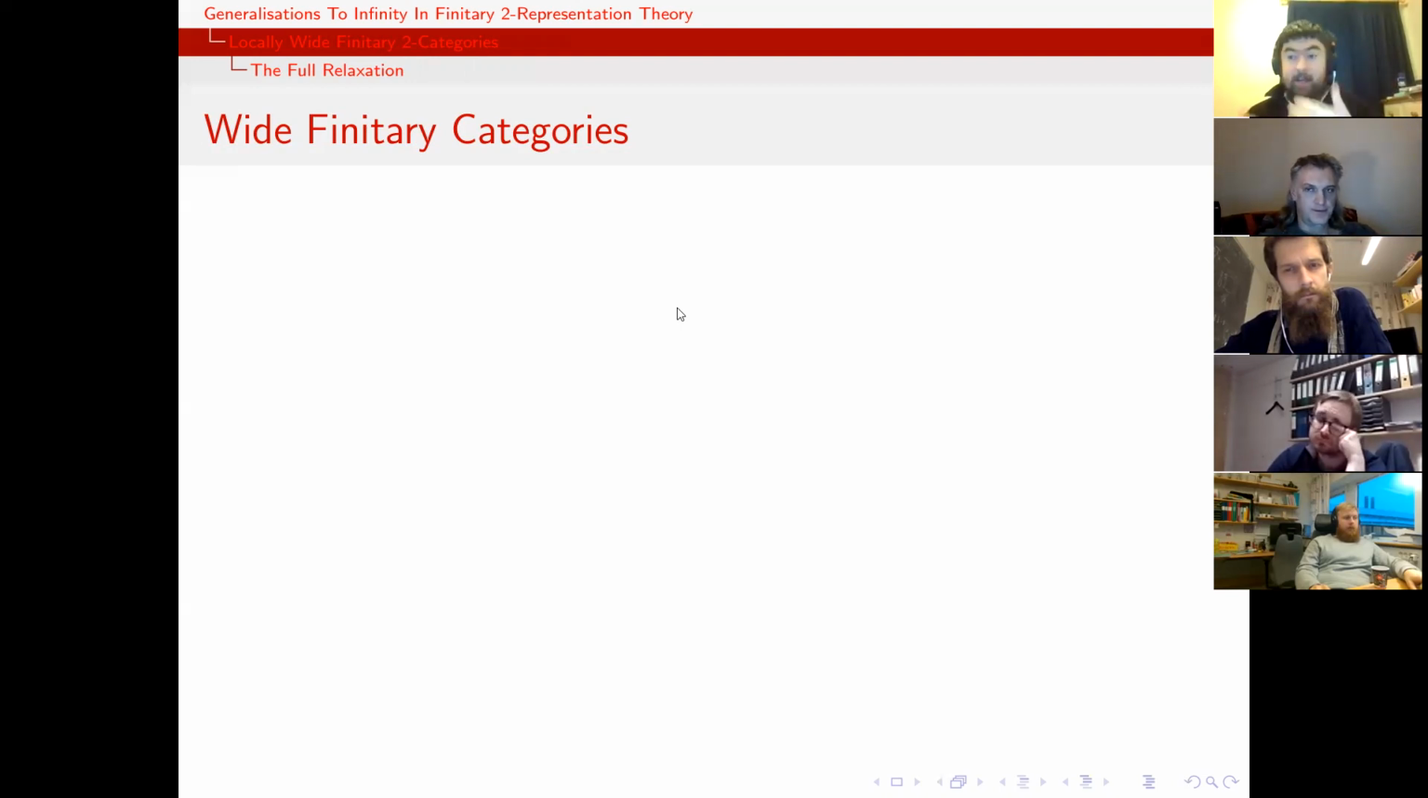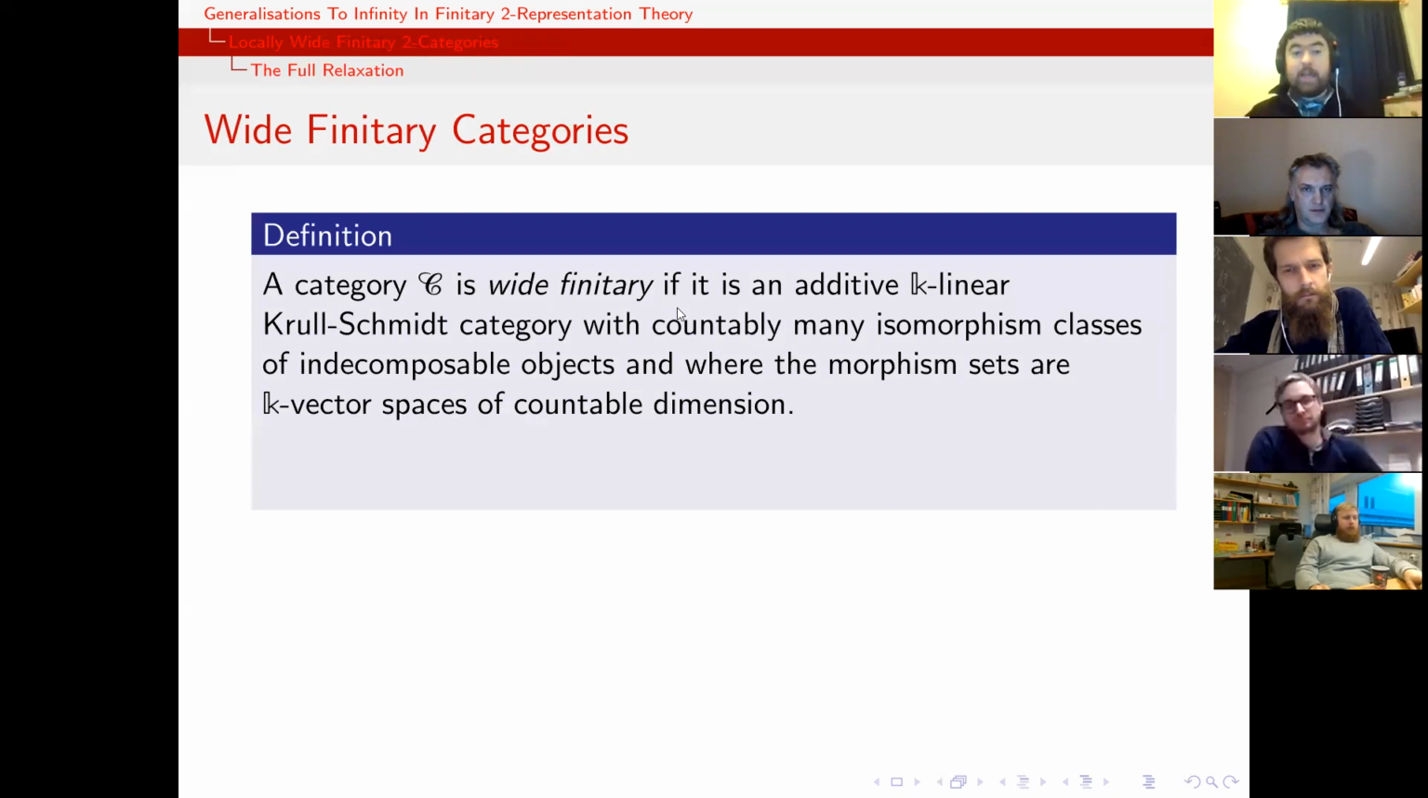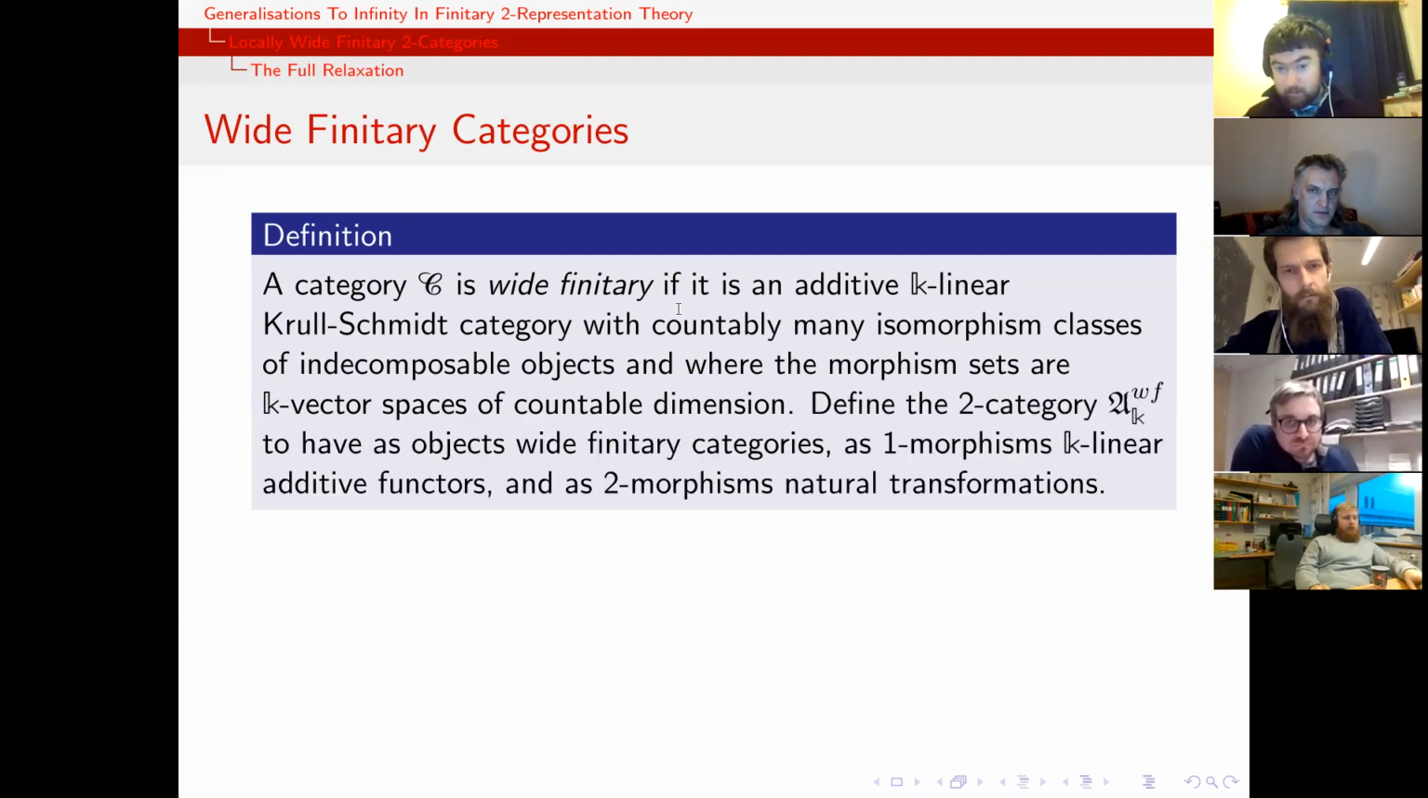But to start with, again, when we defined finitary 2-categories, we started with finitary categories. Here we will start with wide finitary categories. So a category is wide finitary if it is an additive k-linear and now Krull-Schmidt category with countably many isomorphism classes of indecomposable objects, and where the morphism sets are k-vector spaces of countable dimension. And then we have the 2-category of these, which is now A^f_k with a WF.